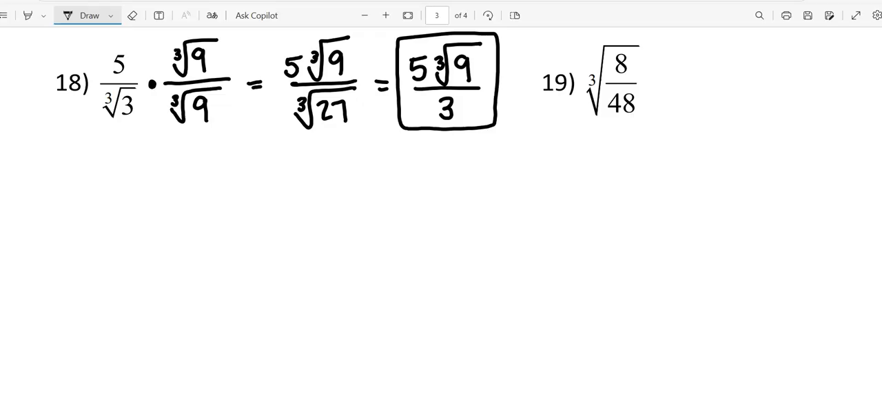So you have to be careful if you're doing square roots, cube roots, or fourth roots. You want to turn it into a root that you know, because that's how we get rational numbers. Let's skip to number 20 when you're ready.